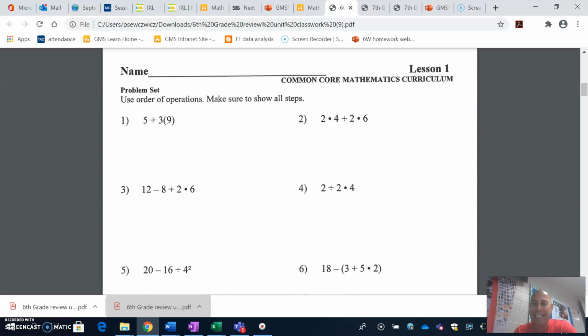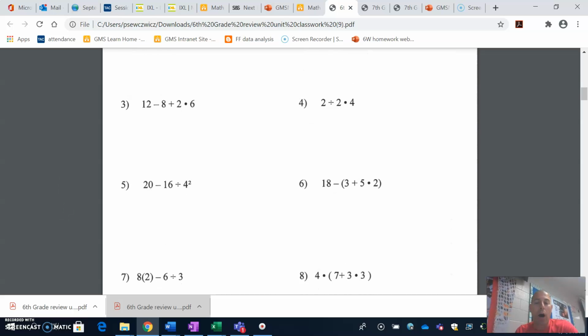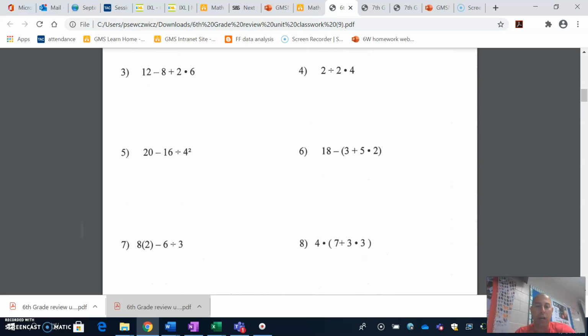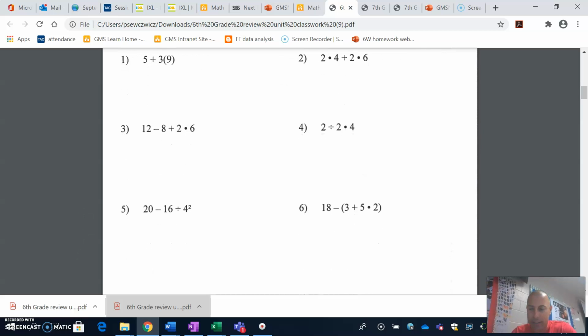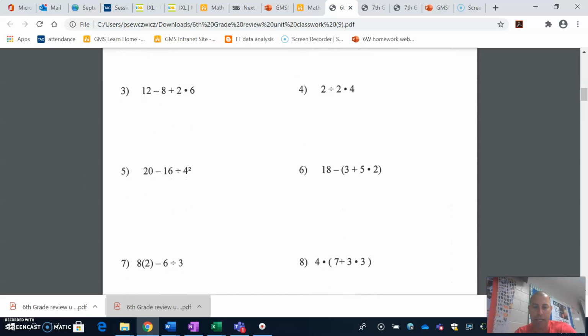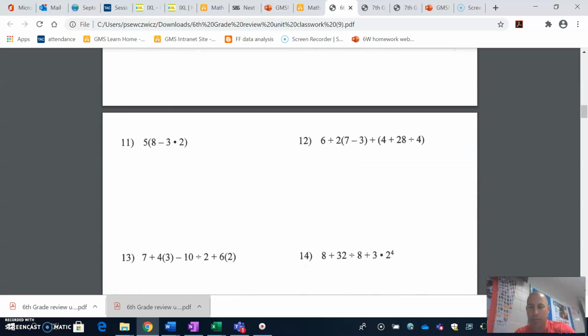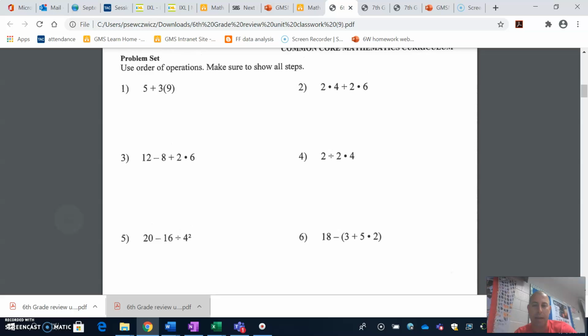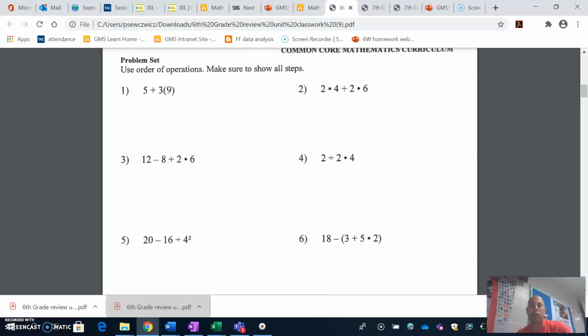We are in lesson number 1 here. I only want you to work on problems 1 through 8. So those first ones are right there. Pause on everything else. We've got a day 2, and we'll be investing some time in there. So just 1 through 8, I want you to work on.